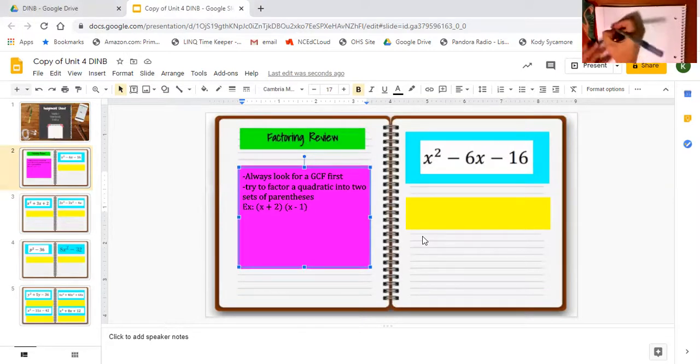So I'm going to write the first one down, which is x squared minus 6x minus 16. Now we're supposed to look for a GCF first, and I do not see a GCF because the first term, the only number there is 1x squared, and every term does not have an x. So I know there's no GCF. So if it starts with x squared, there's no GCF unless every term has an x in it. This term does not have an x. All right. That means I'm going to go straight to 2 sets of parentheses.